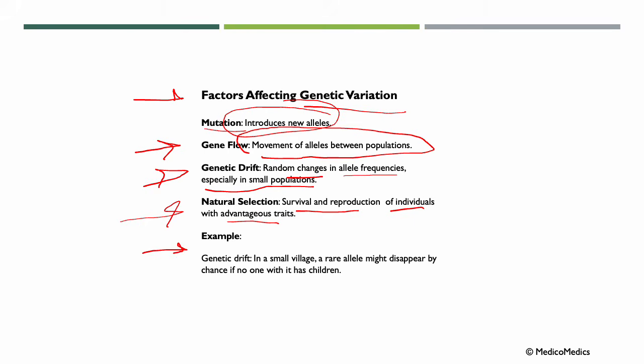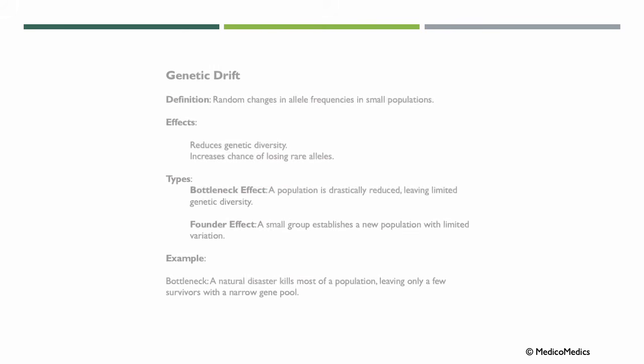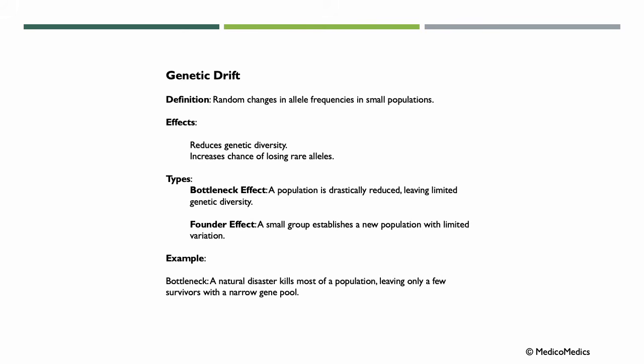So for example, if you look at genetic drift, in a small village, a rare allele might disappear by chance if no one with it has children. So genetic drift is random changes in allele frequencies in small populations. The effect would be reducing genetic diversity and increasing chances of losing rare alleles.